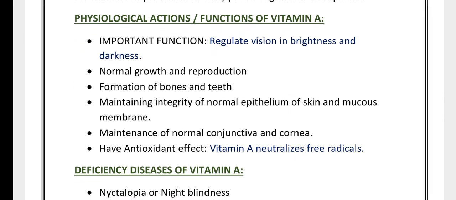Now we are going to see about the physiological actions or functions of vitamin A. So the important function of vitamin A is to regulate vision both in brightness and darkness. And for normal growth and reproduction, vitamin A is very important, and also for the formation of bones and teeth and maintaining integrity of normal epithelium of skin and mucous membrane. And vitamin A is also important for the maintenance of normal conjunctiva and cornea. Also, vitamin A has antioxidant effect, that is, it neutralizes free radicals.